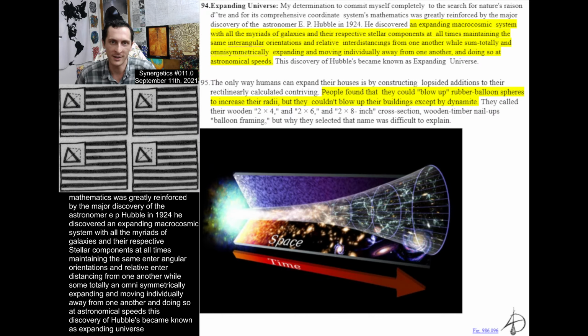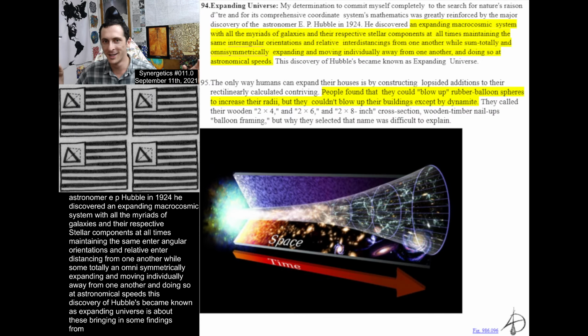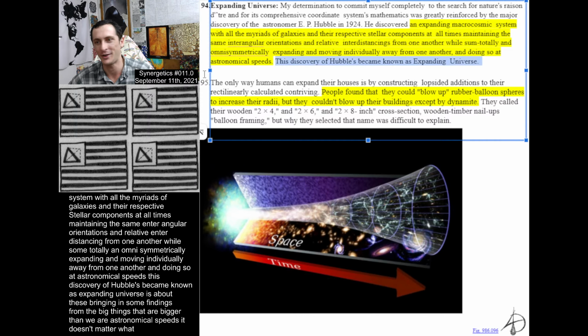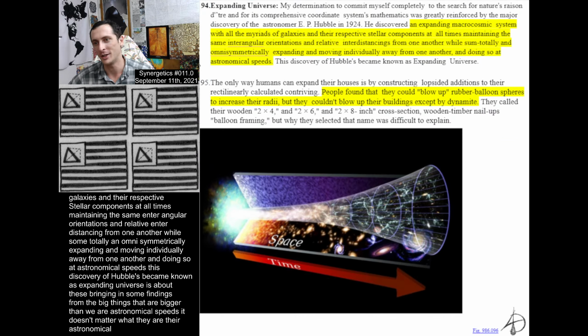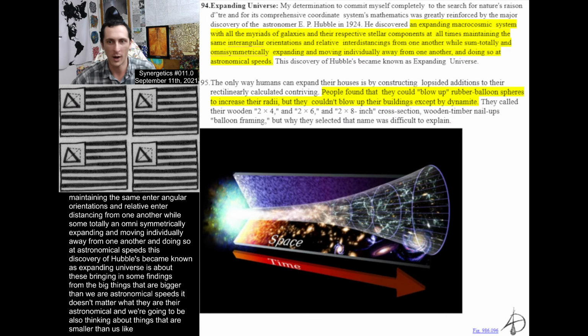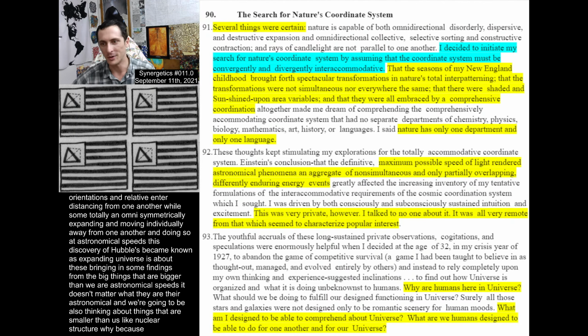So Bucky's bringing in some findings from things that are bigger than we are, astronomical speeds. It doesn't matter what they are, they're astronomical. And we're going to be also thinking about things that are smaller than us, like nuclear structure. Why? Because nature only has one department.